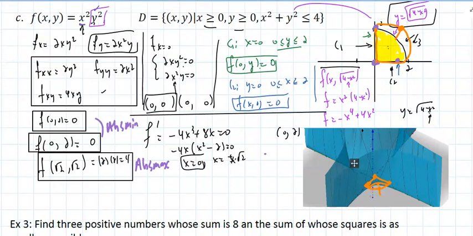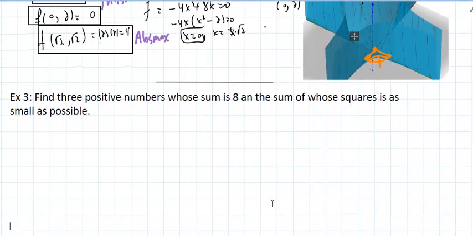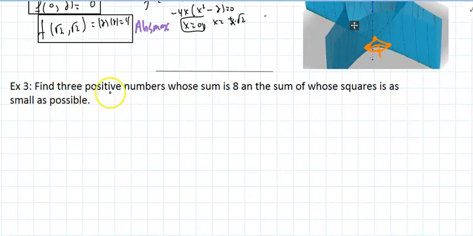And we could talk about this tomorrow in class if you like, or the next class meeting. One more to go, and this is a simple problem. This says, find 3 positive numbers whose sum is 8.